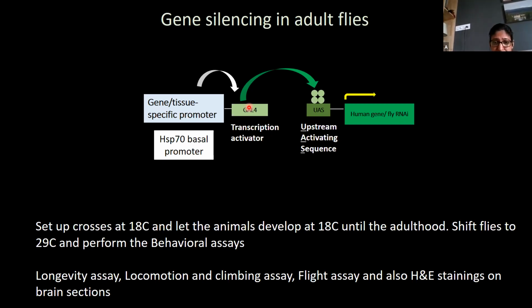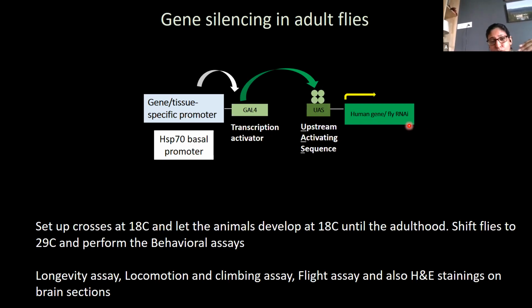Now you have a lot of GAL4, which will go and bind to UAS and immediately start expressing either the cDNA that you are trying to express or the RNAi. So basically, you're creating a disease condition. Now, you express them, you wait for 2 to 3 days, depending on when you start seeing the phenotype.